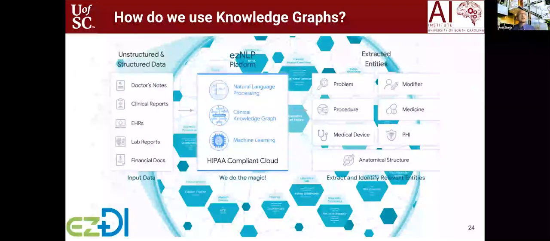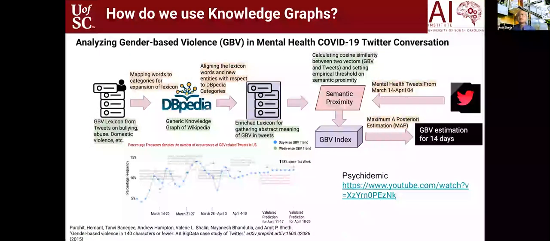Essentially, using the knowledge graph, we are able to analyze a broad variety of data, unstructured and structured. You can see on the left, the platform called EZ NLP platform has a whole bunch of capabilities: natural language processing, clinical knowledge graph, machine learning, and it is able to extract entities of different kinds that are relevant to clinical text processing. So when you have an electronic medical record, you have a variety of things like problems, procedures, medical devices, personalized health information, analytical structure. These are all different aspects of medical or healthcare related knowledge. And the system is able to better understand each of these types of entities and do better because it has deep domain knowledge about each of them.